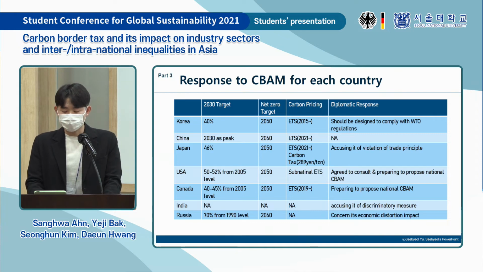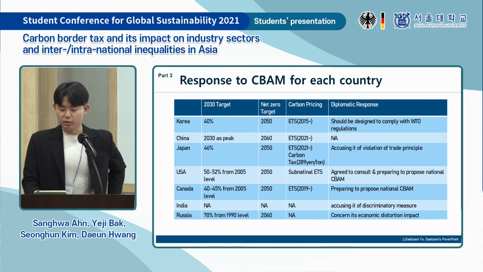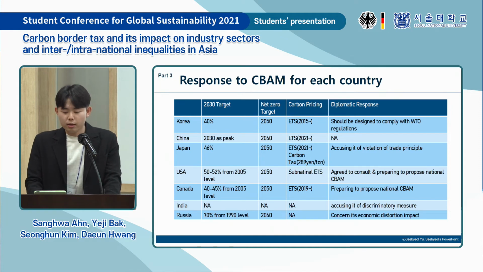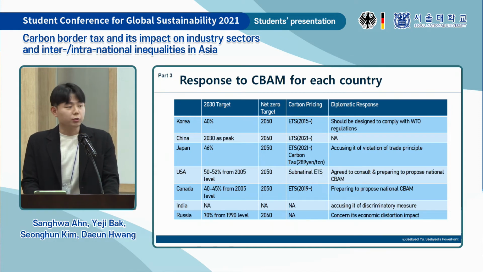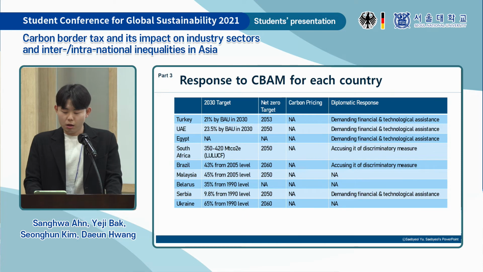As we already talked about, there is a big impact on the Chinese and Indian steel industry in our network analysis. The Chinese and Indian governments expressed a strong diplomatic response to CBAM, accusing it of being a discriminatory measure. Also, the USA and Canada agreed to consult with the EU and prepared to propose their own CBAM. You can see the plans of other countries as well.